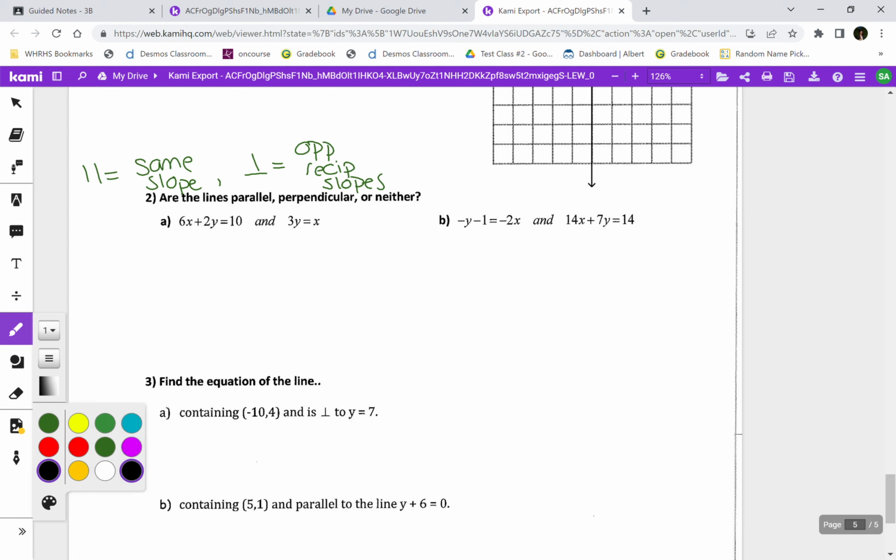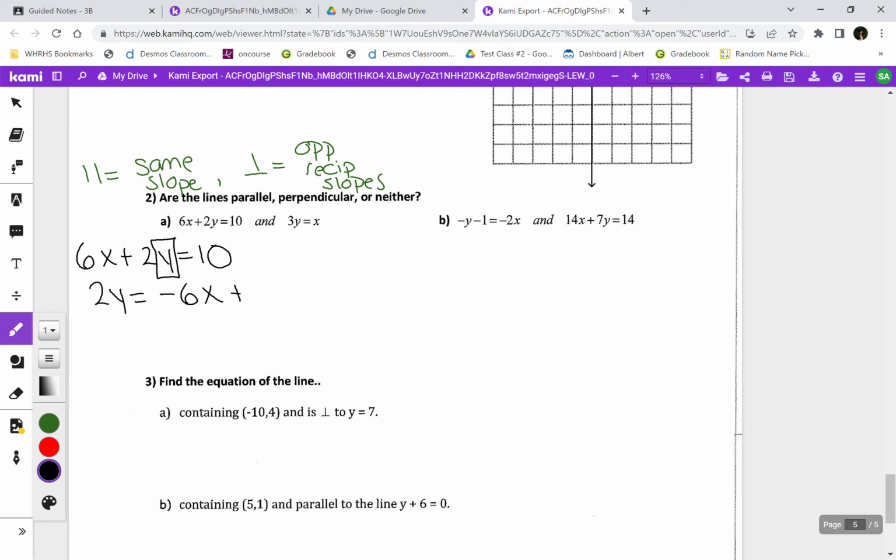So I'm going to take 6x plus 2y equals 10. Natalie, how do I put this in y equals mx plus b format, the slope-intercept form? Get the y to one side and the rest to the other. Excellent. Maya, can you tell me what our first step to get y by itself will be? You got it. So we're going to have 2y equals negative 6x plus 10.